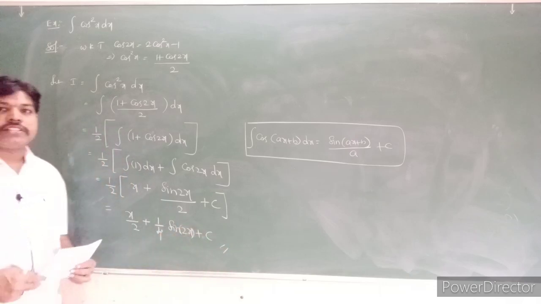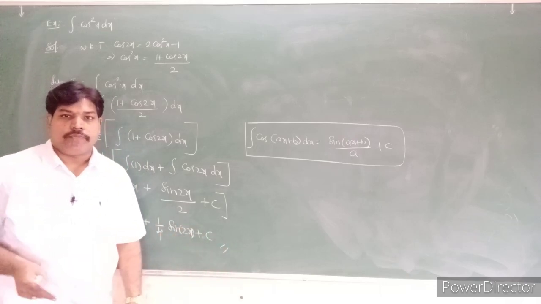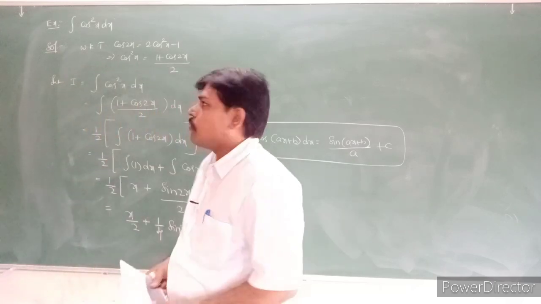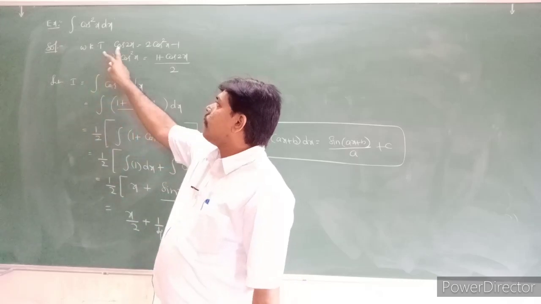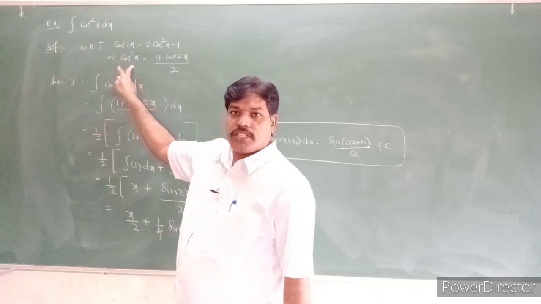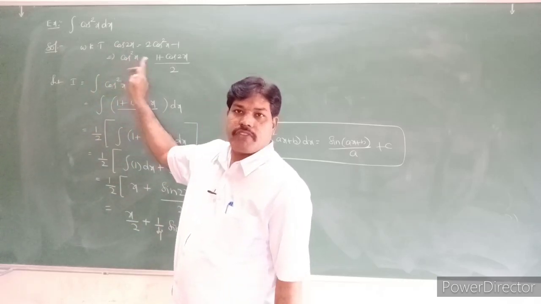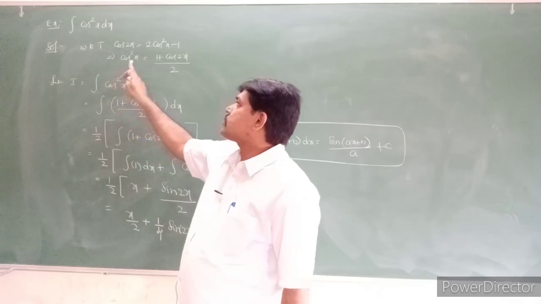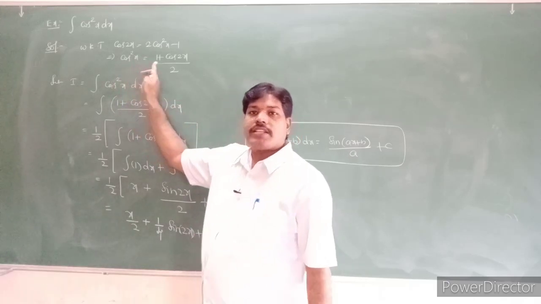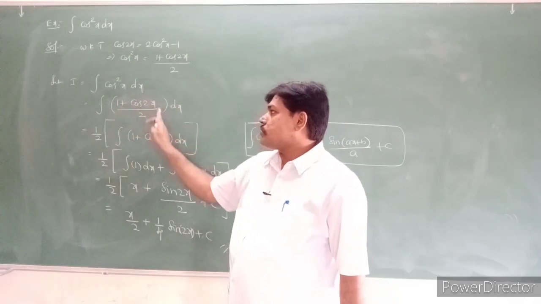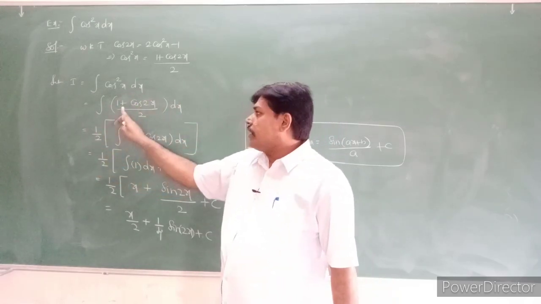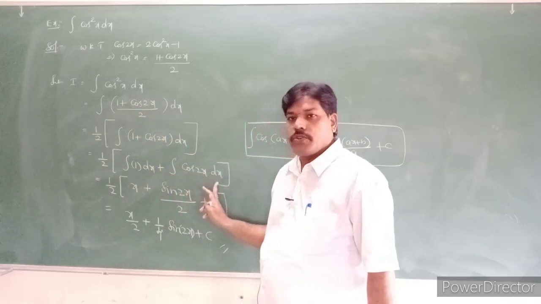So see that question, students: the integral of cos square x. How to solve that one? The integral of cos square x dx. First you have to know this formula, which is a very important formula. Cos square x can be written as (1 + cos 2x)/2. So replace that value: cos square x is equal to (1 + cos 2x)/2. Take the 2 out. So the integral of 1, and the integral of cos 2x.